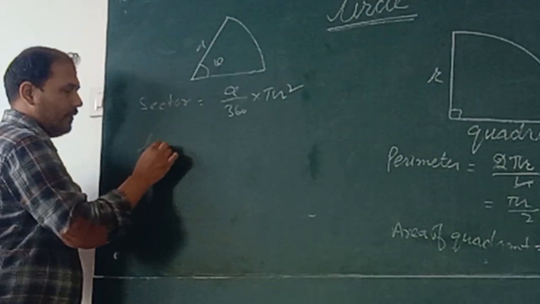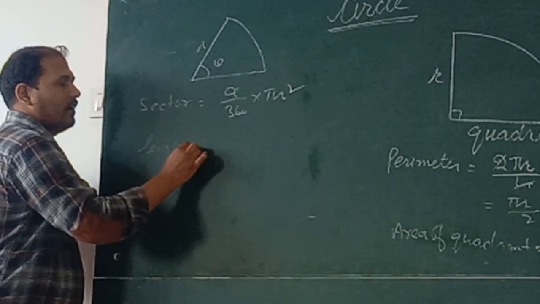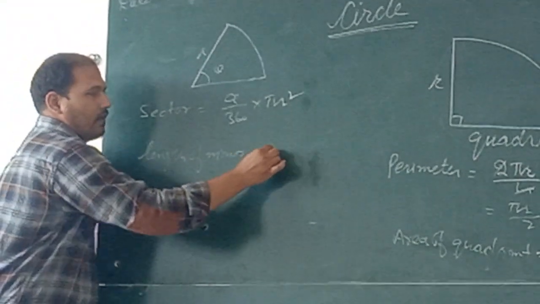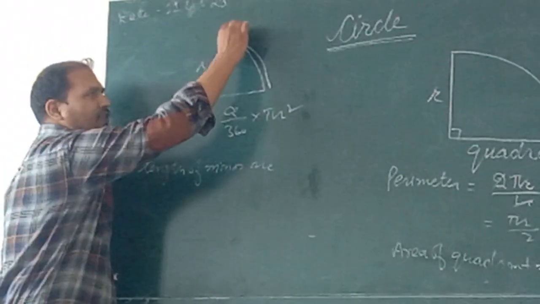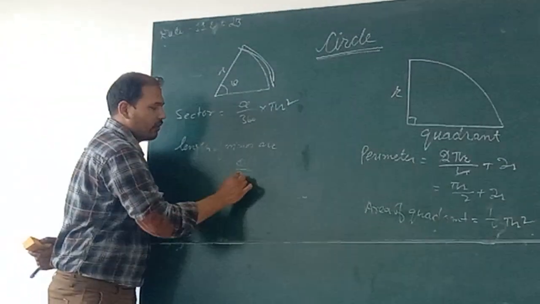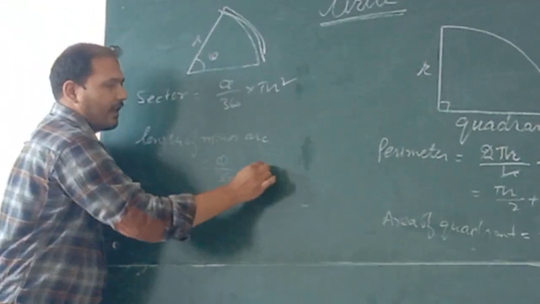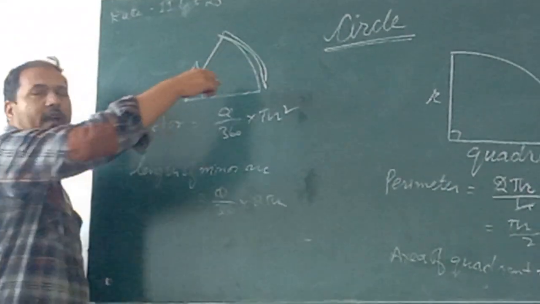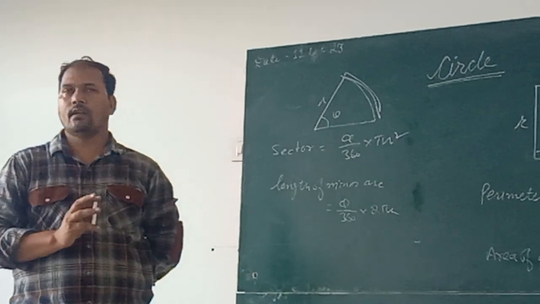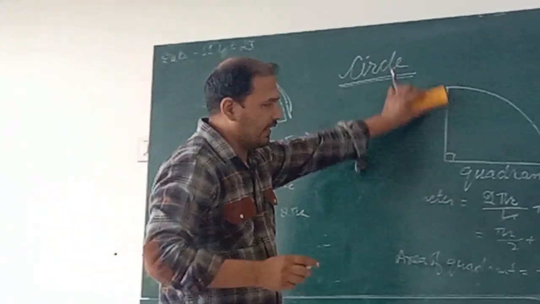After that, the length of the minor arc. How to find this length? It is equal to theta upon 360 into 2 pi r, because the length is a part of the circumference. Clear? Is it clear?